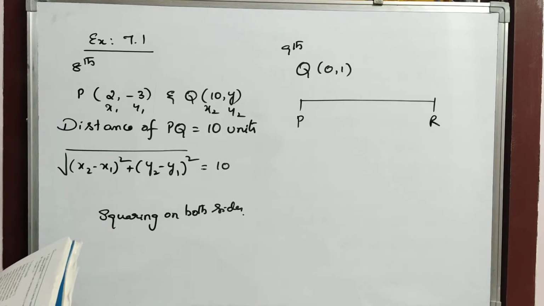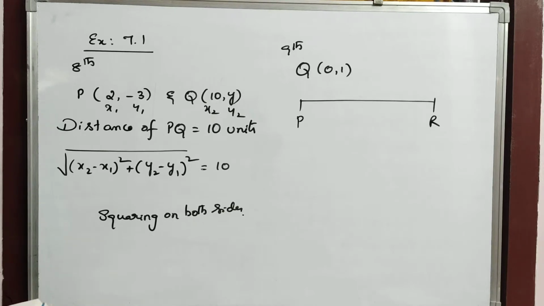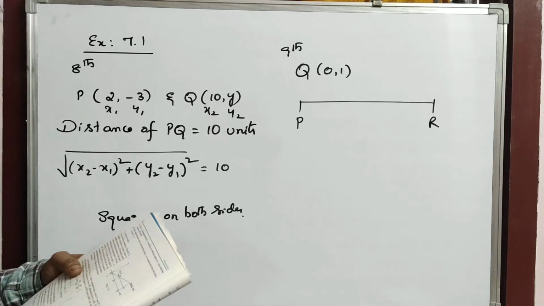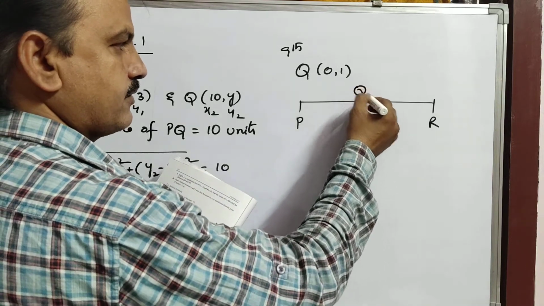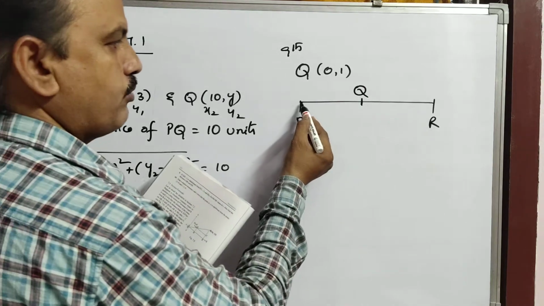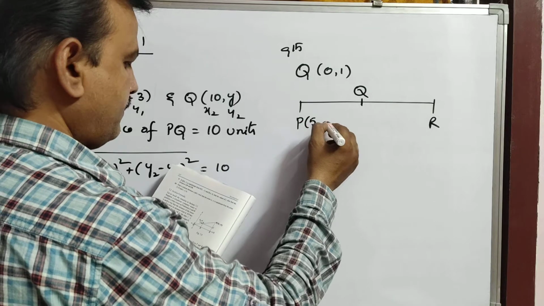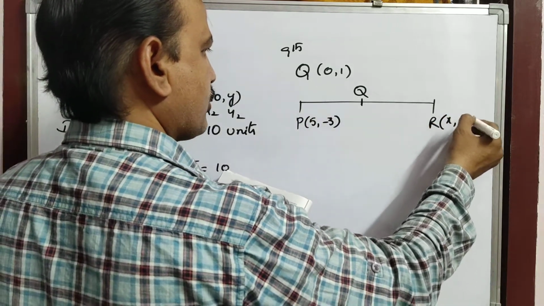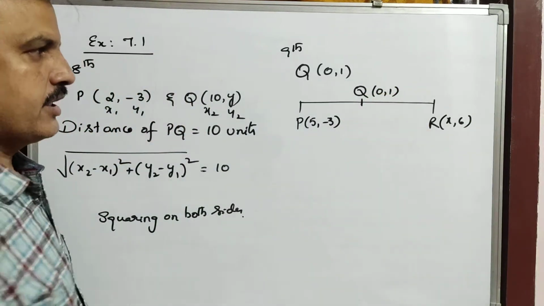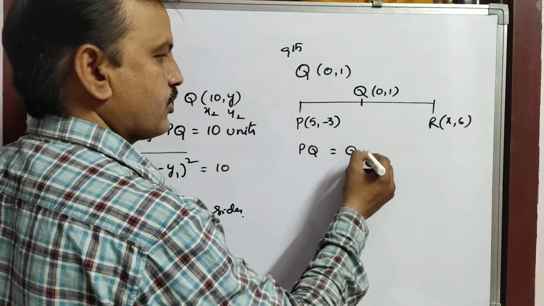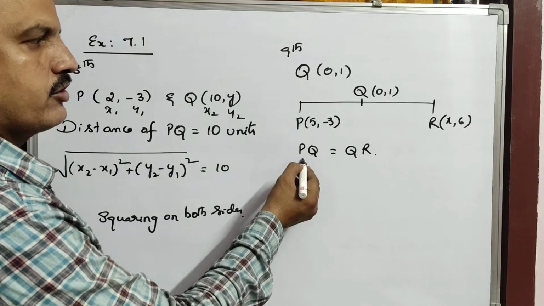See the 9th question, children, once again I am reading. Q(0, 1) is equidistant from P(5, minus 3) and R(x, 6). Find the values of x, also find the value of QR and PR. Now Q is equidistant, that is equidistant from P and equidistant from R. P is given as 5, minus 3, R is given as x, 6, and Q is 0, 1. Equidistant means distance of PQ equals distance of QR.